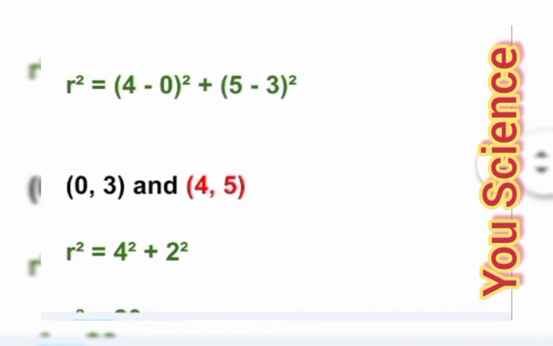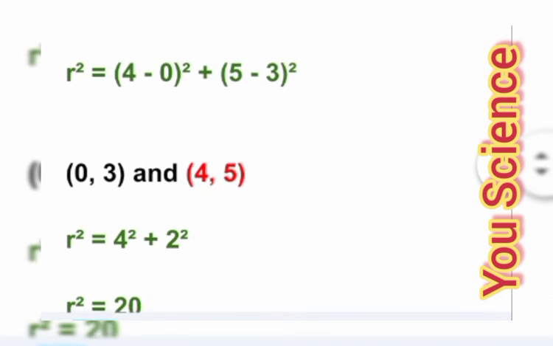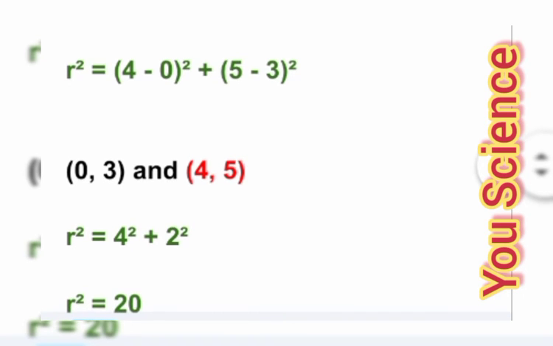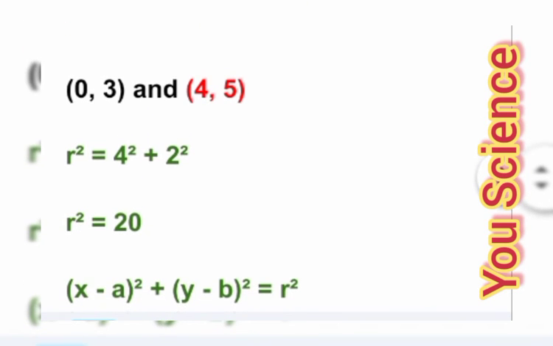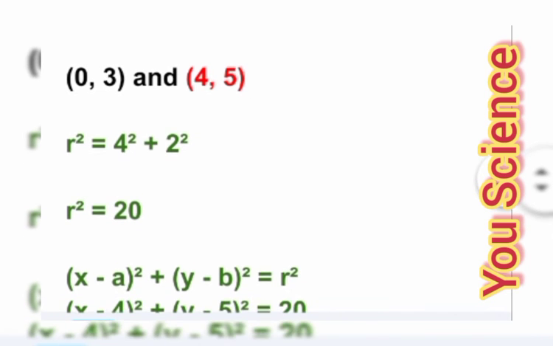So 4 minus 0 is 4, so I have 4 squared, plus 5 minus 3 is 2, so I have 2 squared. So r squared is equal to 4 squared, which is 16, plus 2 squared, which is 4. 16 plus 4 is 20.